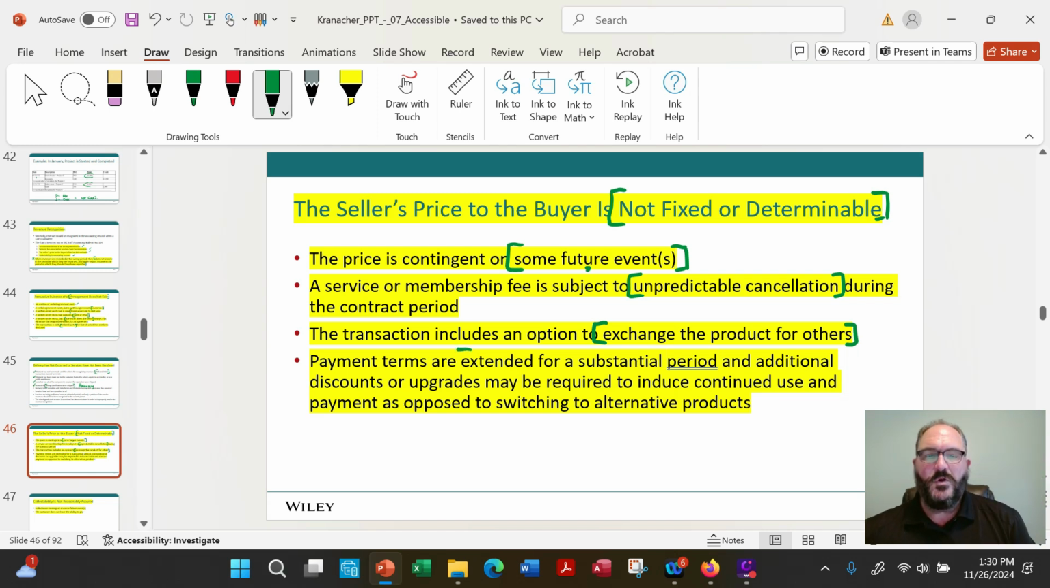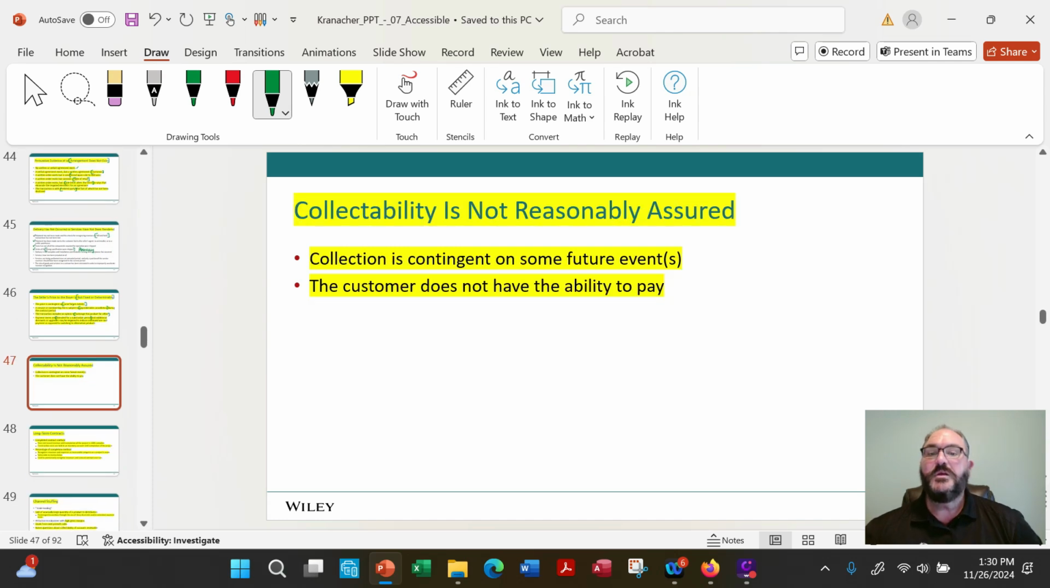Payment is extended for a substantial period. Okay. When that starts to happen, it starts to lead to questions. Why is the company doing this? Okay. Collectability, not reasonably assured. That's what we were talking about before. Contingent upon some future event. For example, if a company buys from you, but they're only going to pay you if they sell it, right? That's a consignment issue. That's not a sale. You didn't make a sale yet because your revenue depends upon them actually selling it.